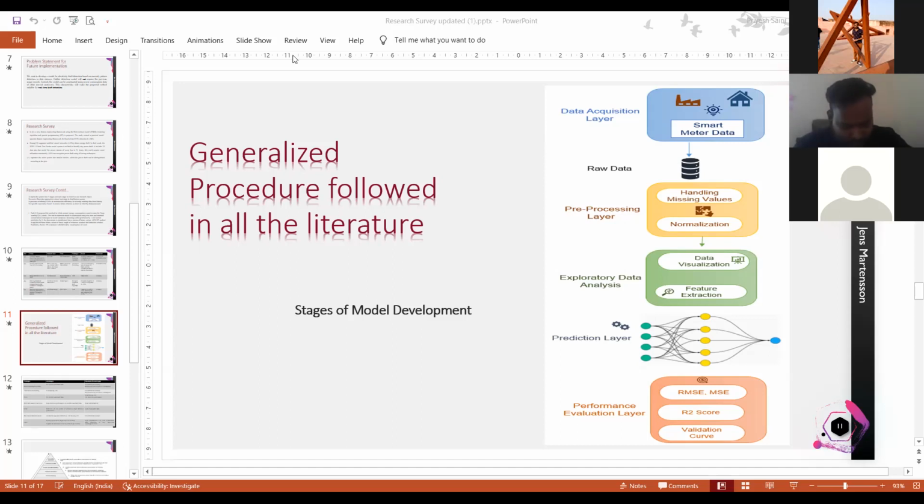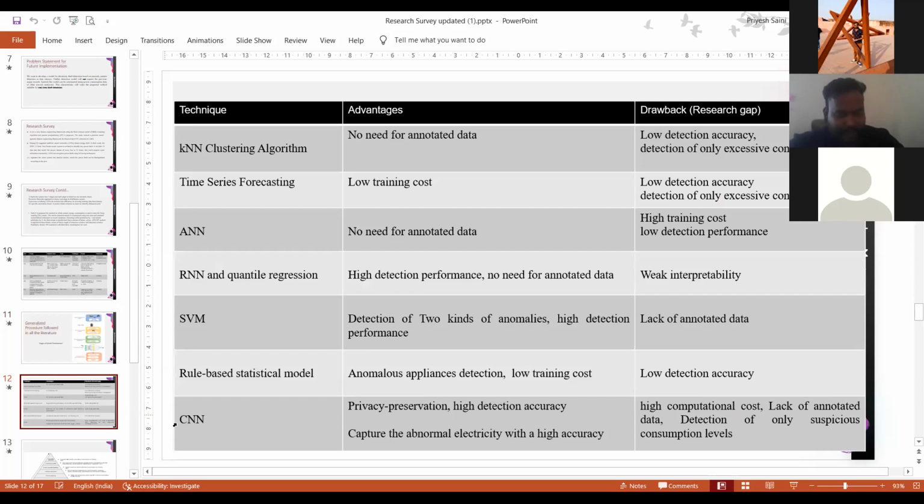Thanks, Priyesh, for giving the information about the literature survey and the introduction. Now I will begin with the current scenario, how future trends are useful for anomaly detection. I am giving some existing techniques, their advantages and their drawbacks. First, I am giving three terms that are useful in my slides.